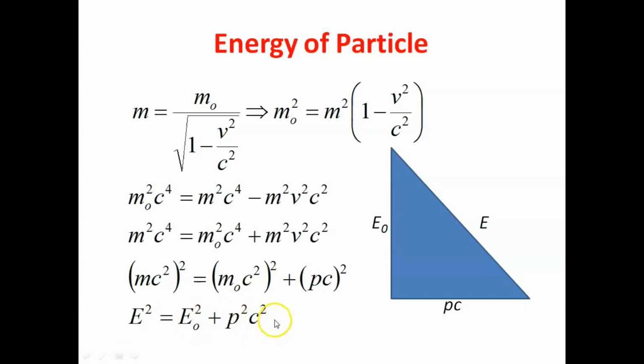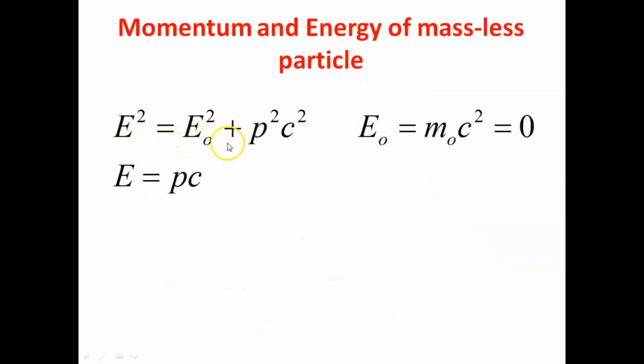To remember this, I like to use the Pythagorean approach to understand: the hypotenuse is the total energy of the system, and one side of the right angle triangle is rest energy, another side is relativistic momentum times c. Now in case c is equal to 1, this equation will be E square equal to E0 square plus P square. Otherwise, E square equal to E0 square plus P square c square.